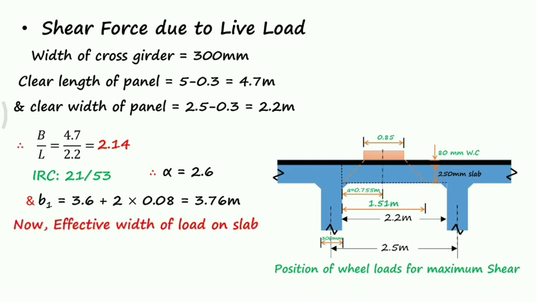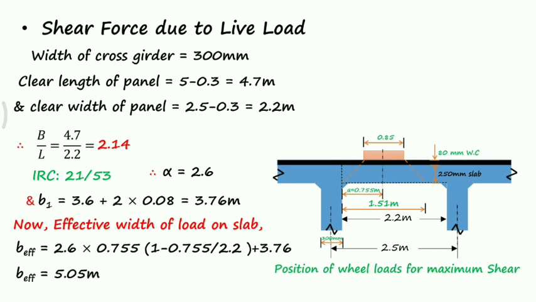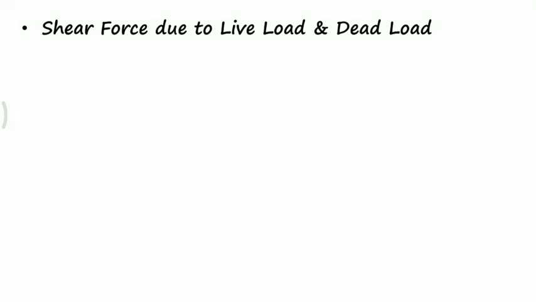Now the effective width of the load on the slab. So B effective is 2.6 into A. Here A is the distance of load from the nearer support, which is 0.755, multiplied by (1 minus A, which is 0.755, divided by L, which is 2.2) plus B1, which is 3.76. We'll get 5.05 meter.